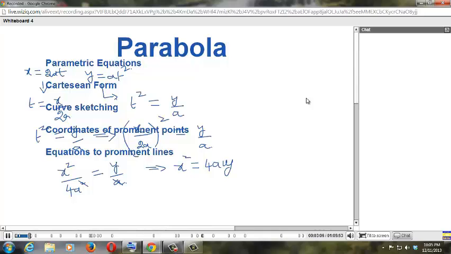X square is 4ay, and we know this is the equation of a parabola, which is a U-shaped parabola with the y-axis as the axis of symmetry and x-axis as a tangent at the vertex. Now we are going to draw the picture of a parabola for a specific example.